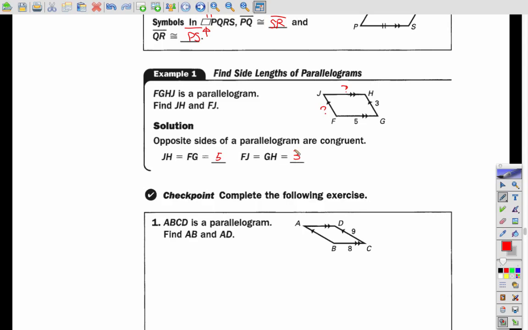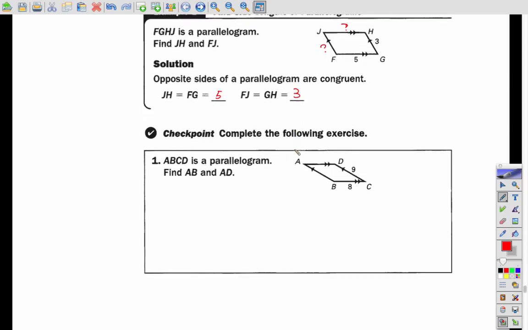Okay, so here's a checkpoint. ABCD is a parallelogram. Find AB and AD. Because AB and CD are parallel and opposite sides, they also have to be congruent. Therefore, AB has to equal CD at 9, right? And now AD and BC have to be congruent. So AD equals BC, and they both equal 8. Okay?